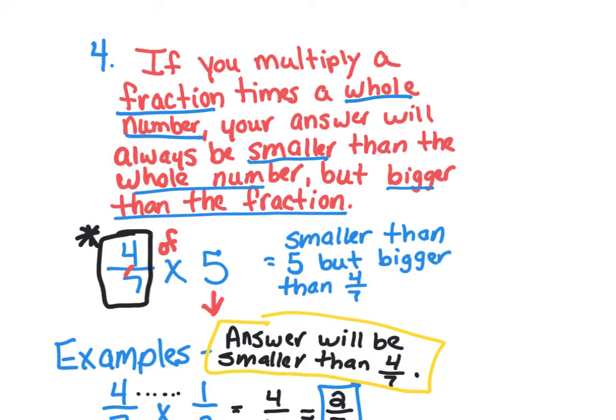Anytime you're multiplying by a whole number, remember, your answer will be bigger than your fraction, but your whole number is going to get smaller.